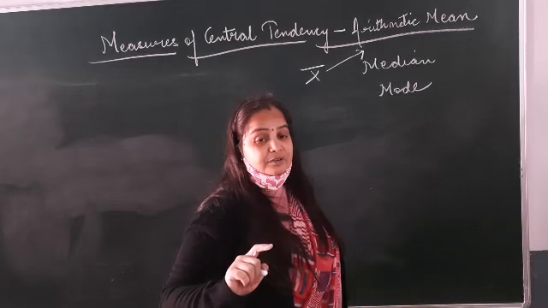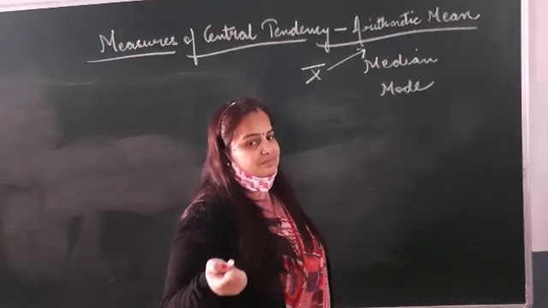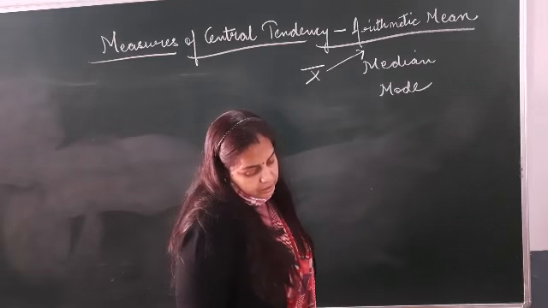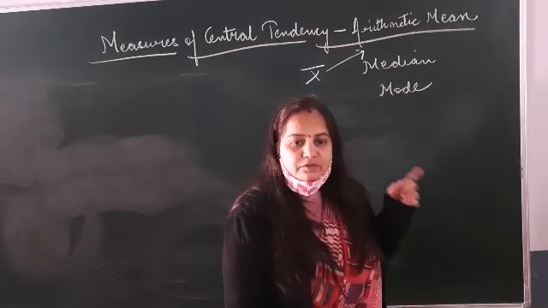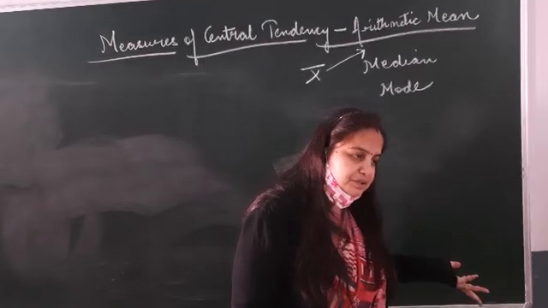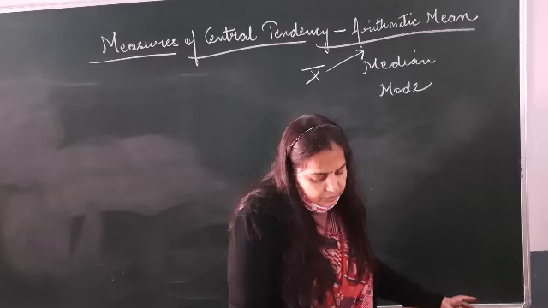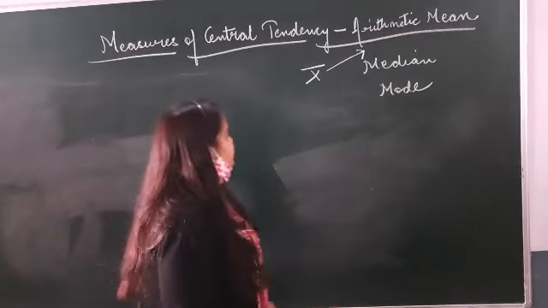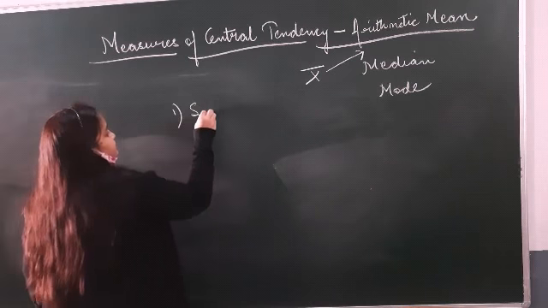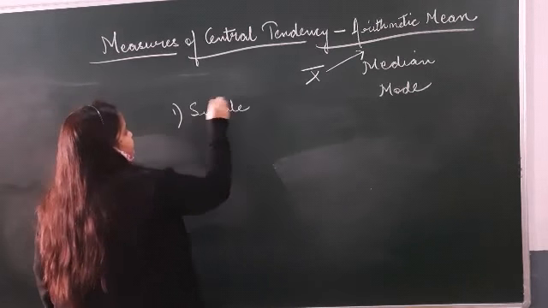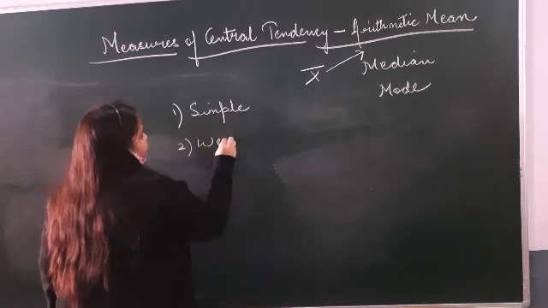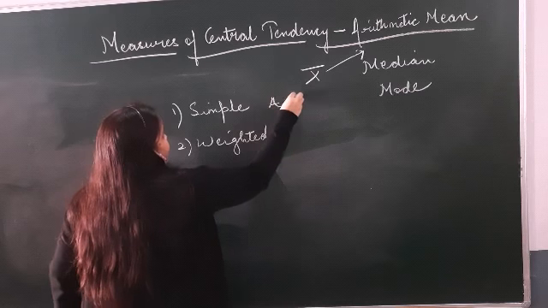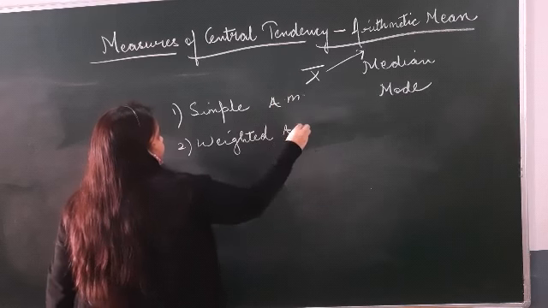And how is arithmetic mean calculated? What is the formula for calculating arithmetic mean? Sum of all the values of observations upon number of observations. Now see, there are various kinds of arithmetic means. What are the various kinds? First is simple arithmetic mean and weighted. I am using the short form AM for arithmetic mean.